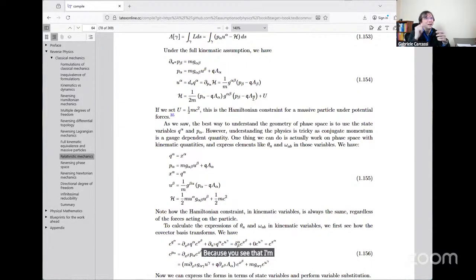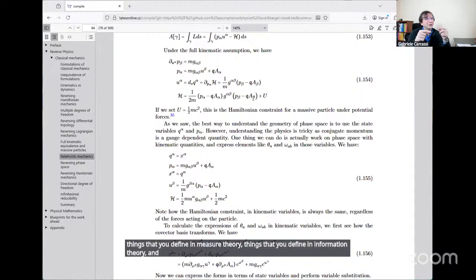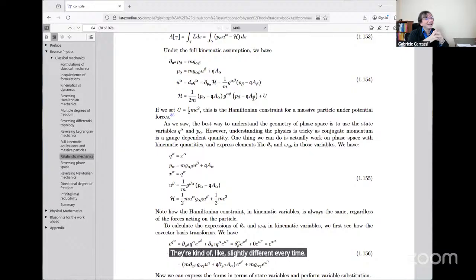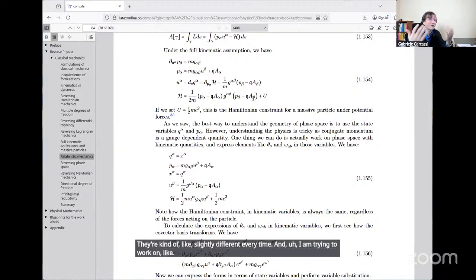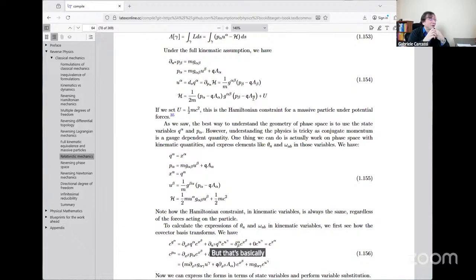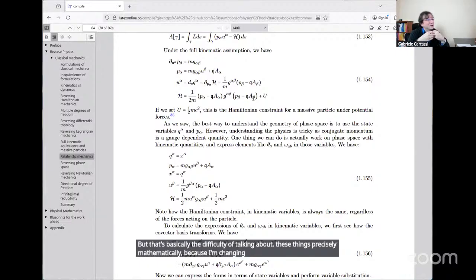And the problem is, I don't have a good way of expressing these things nicely, because you see that I'm jumping between things that you define in differential geometry, things that you define in measure theory, things that you define in information theory, and all these definitions are slightly different every time. I am trying to work on creating a framework where I can get one definition for all these things and then derive all the other pieces. But that's basically the difficulty of talking about these things precisely mathematically, because I'm changing definition every time, right?